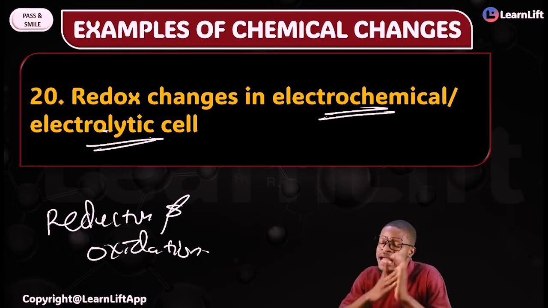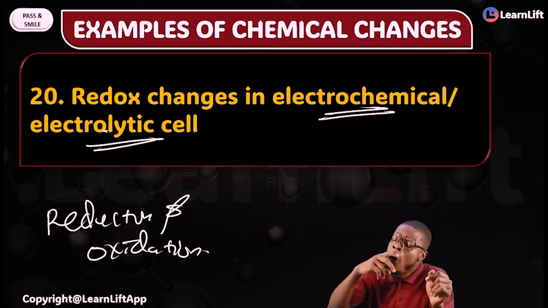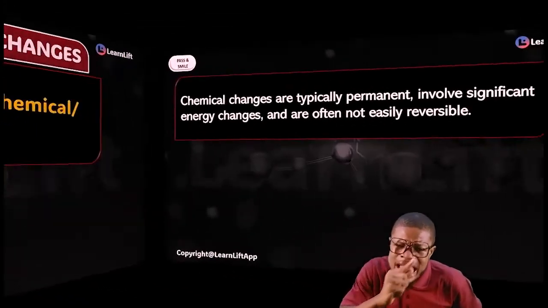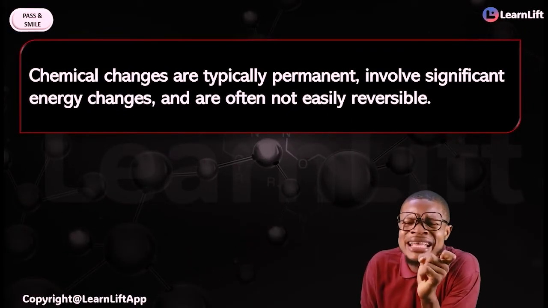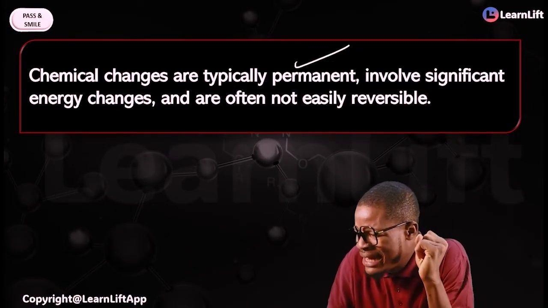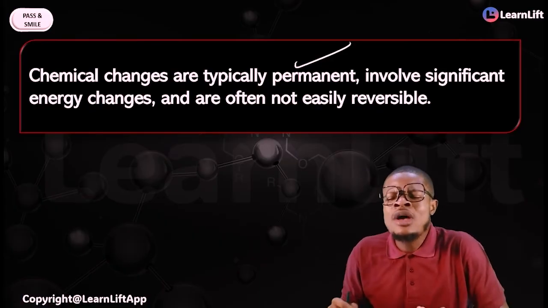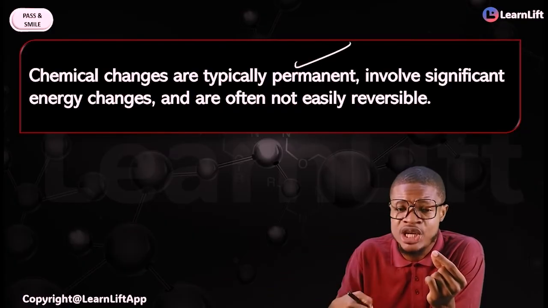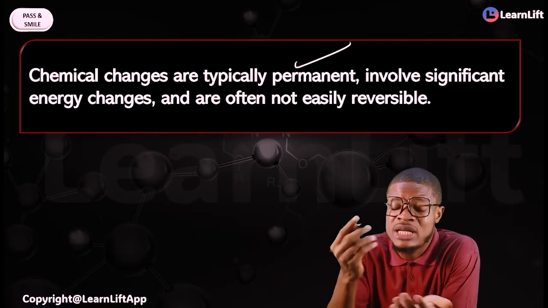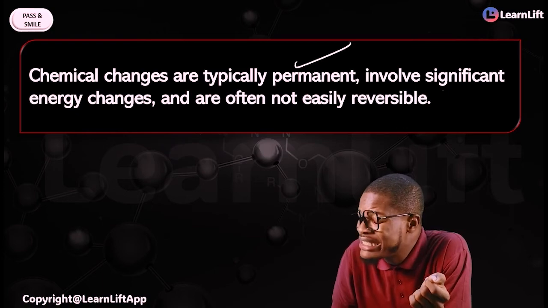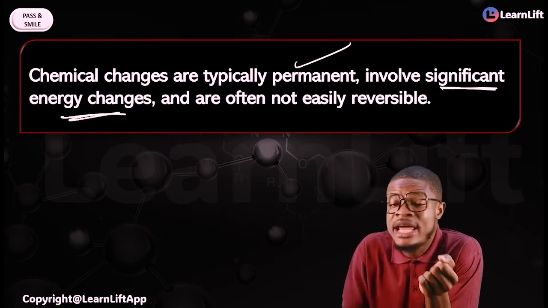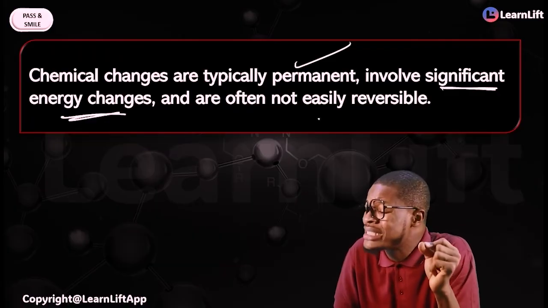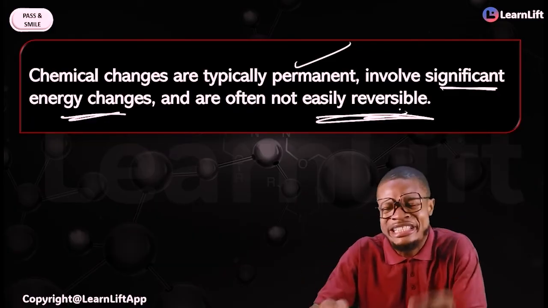So these are 20 examples I've given to you under chemical changes. And all the JAMB questions are inside here. All the WAEC questions are inside here. Take note of this, that chemical changes are permanent. And because they are permanent, they are not reversible. The one that is reversible is your physical change. So chemical changes are irreversible. That's why they are permanent. And they involve significant energy changes. They are often not easily reversible.